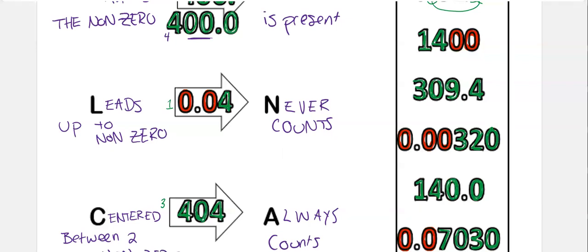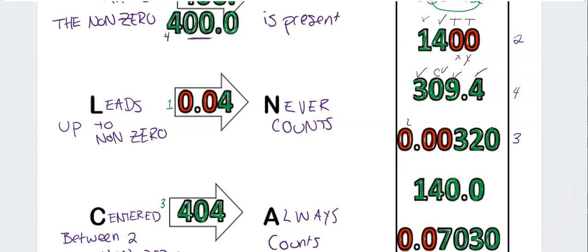The next number you should have identified as having 2 sig figs. These are both trailing zeros, but notice there is no decimal in the number, so these will not count. This one should have 4. Obviously, all the non-zeros count, and then this is a center 0, which automatically counts. This one has 3 sig figs.